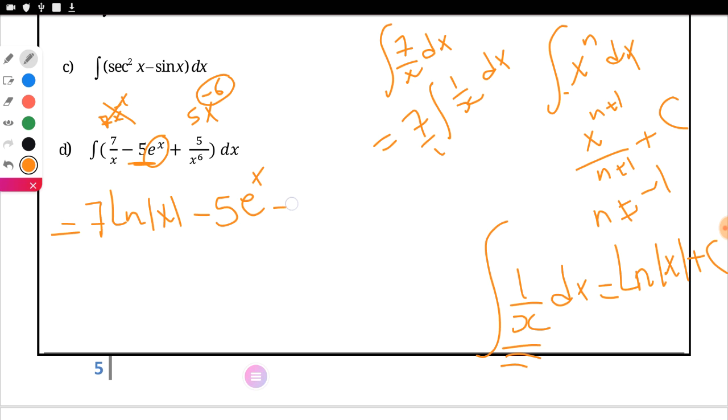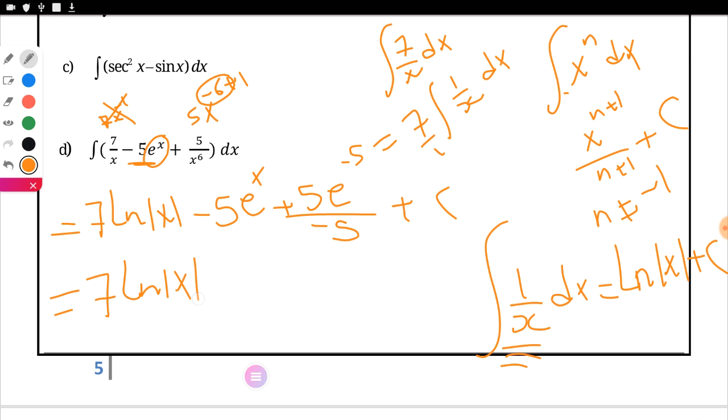What is the rule here? Plus 5. Okay, e to the power of x add 1. It will be negative 5. Then divide by negative 5, plus c. Simplify as much as possible: ln absolute x minus 5e to the power x.